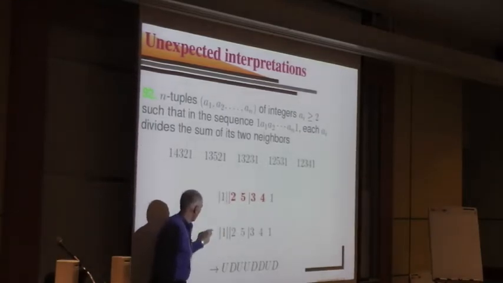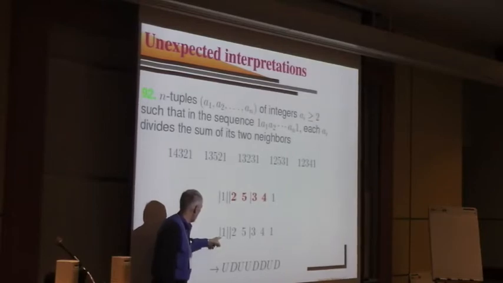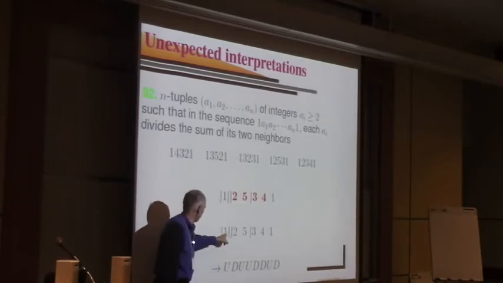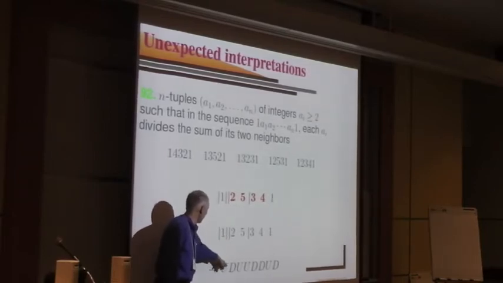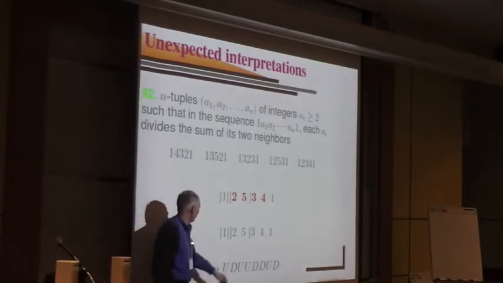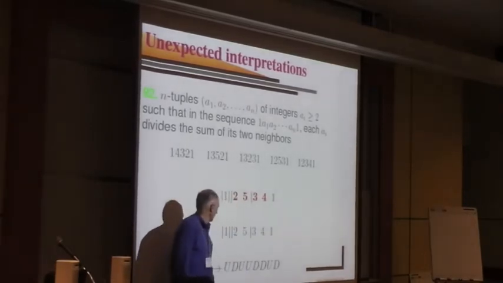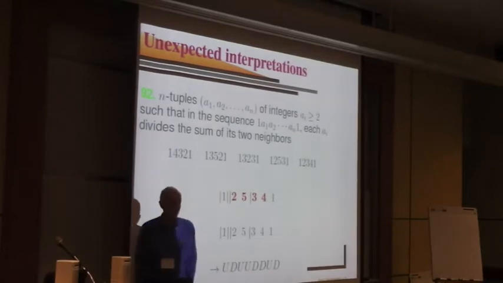Take this whole diagram, replace the 1s by up steps and the bars by down steps, and leave out the last 2 terms, and we'll discard the last step. That's the bijection.